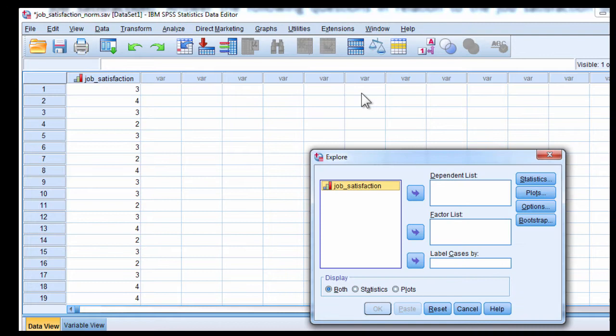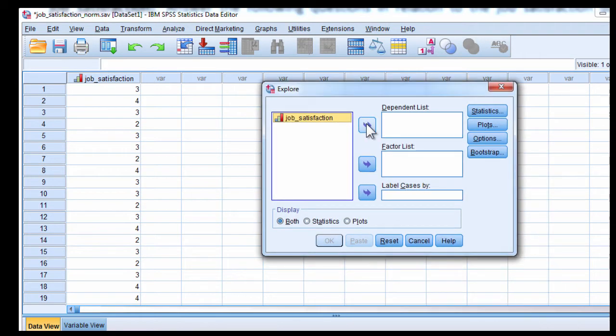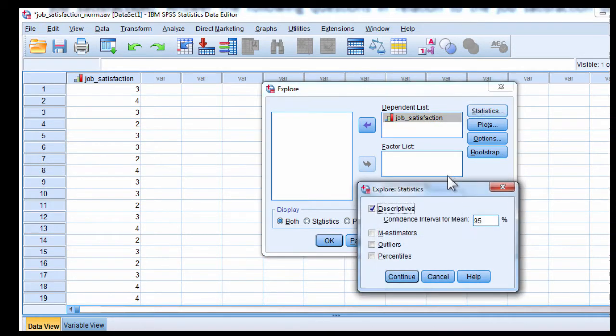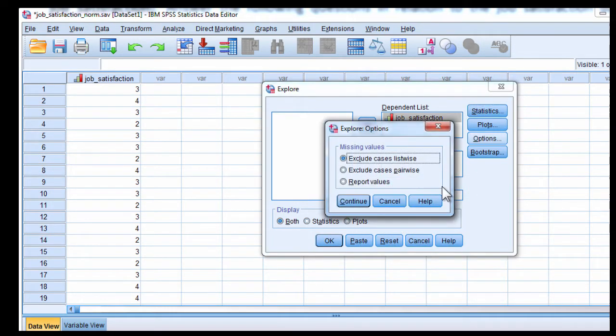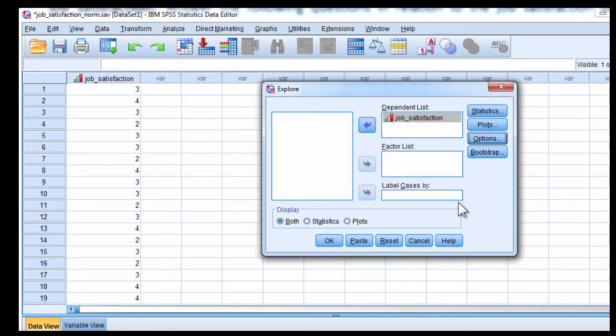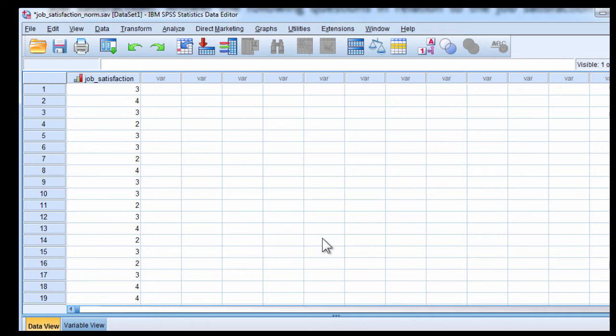So when you click on Explore, you'll see the job satisfaction variable here. Put that in the dependent list. Now you don't actually have to click on anything else, but I'll just show you that Statistics gives you descriptives, and you can actually calculate a confidence interval for the mean. That's actually a valuable, and I think a fairly unique characteristic in the Explore utility in SPSS, and it's specified at 95%, which is what I want. And Options here don't really give you much in the way of anything interesting. That's really all we need, and I'll click OK.